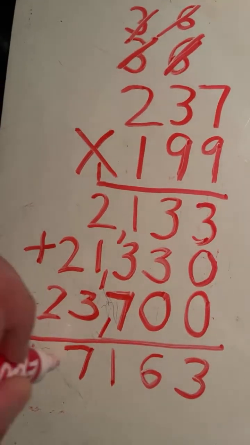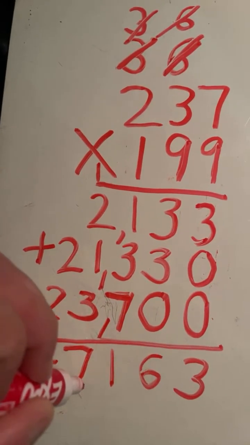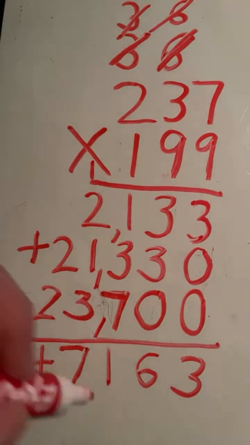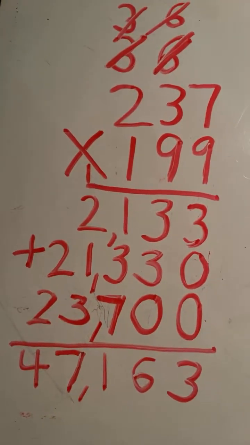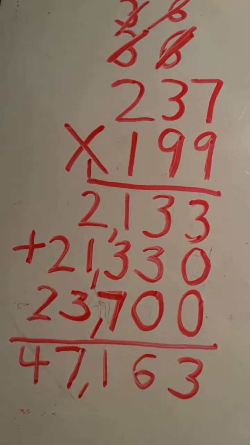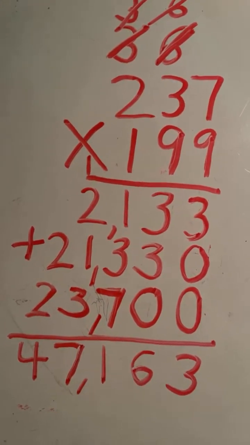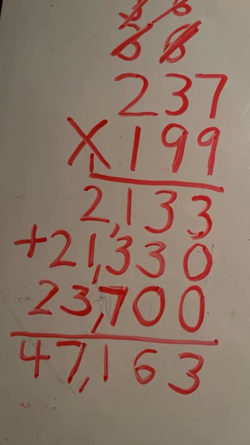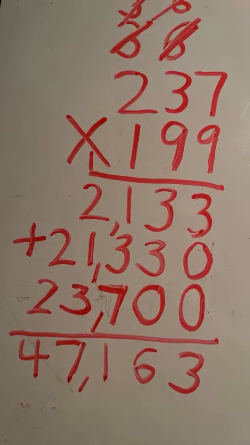2 plus 2 equals 4. And we have our final answer. 237 times 199 equals 47,163.